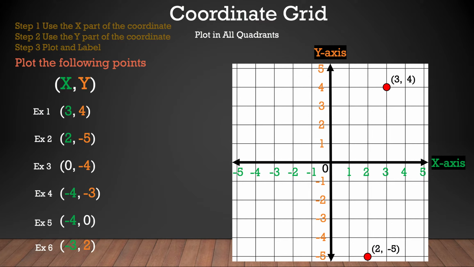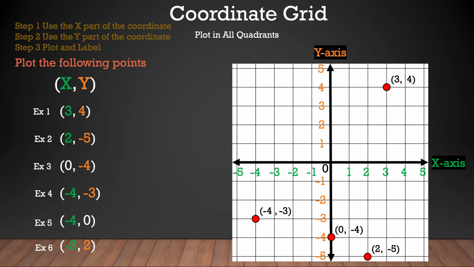Now let's take a look at example 3. In this particular example, we don't go anywhere because it is a 0. And then we go down 4 to negative 4. So we plot, we label, and we are now at (0, -4), and we're done with that example. Now let's take a look at example 4. This time we're going to go to the left 4 to negative 4 because it says negative 4. And then we're going to go down 3 to negative 3 because that is where you have negative 3. So now we're going to plot, label, and we're done with that example.